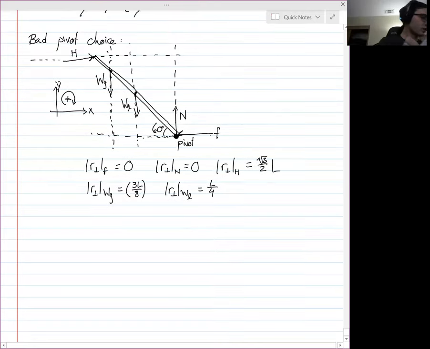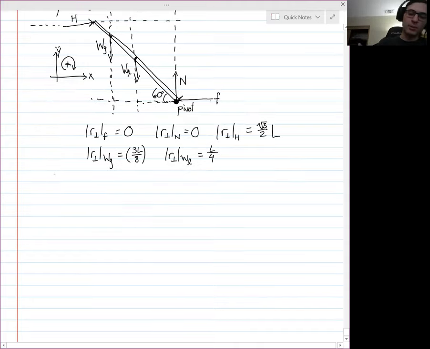Okay, so that's step 5. We used geometry to determine the distance. These are the moment arms. Now we're going to multiply the moment arm by the magnitude of the force to obtain the magnitude of the torque. So now I'm going to do this for each one.